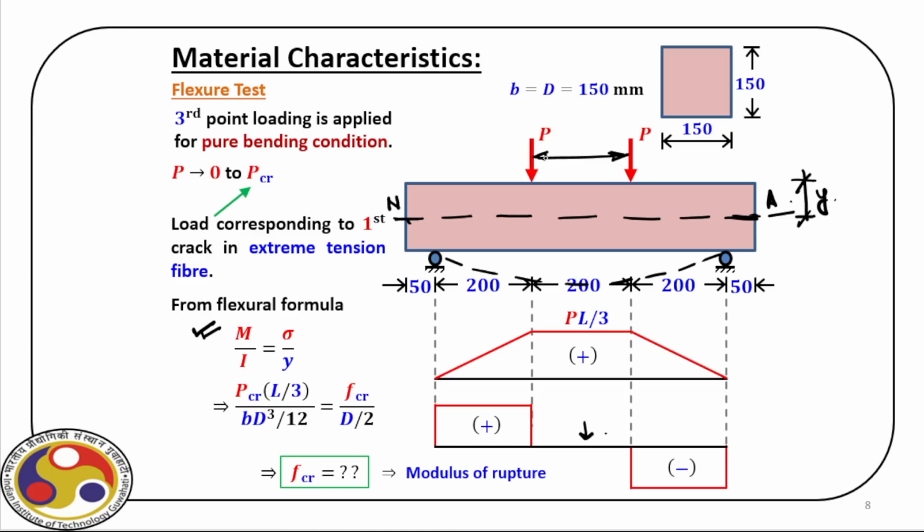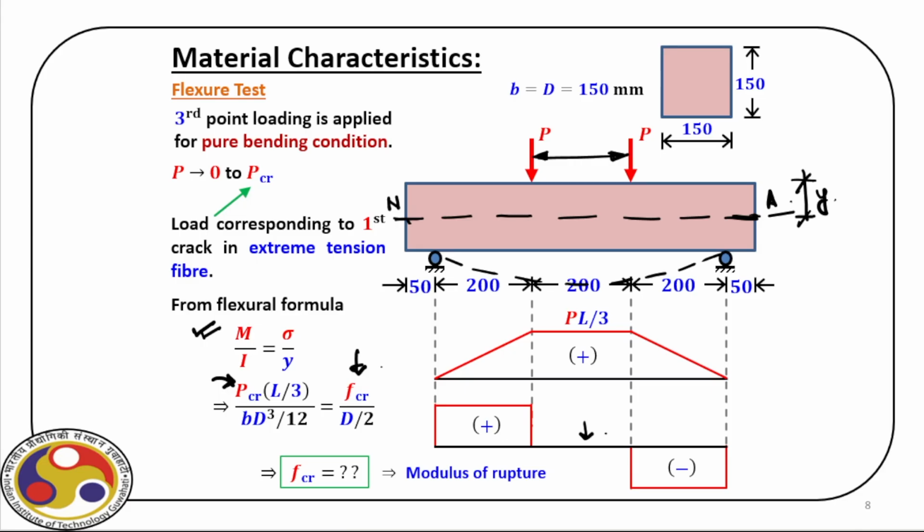Now, because we know this load P, that's what we apply, and we also know the dimension. In this case, we have 150 by 150. Then we can calculate the moment of inertia, and we know what is this P cr, and then from that we can find out this flexural stress, right? And that's how the tensile strength of concrete is measured.